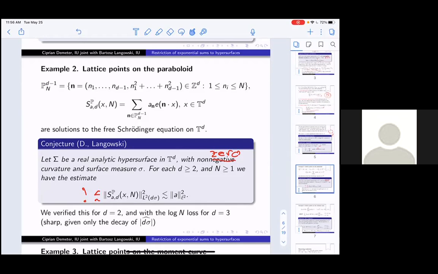Good. So these are the two examples that I could describe in a bit of a hurry, and I'd like to spend the rest of the talk describing the case of the moment curve. So if there are any questions before I move on, I'll be happy to listen.